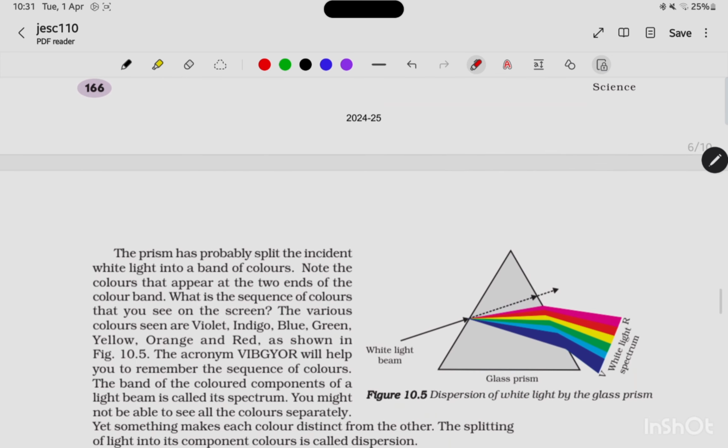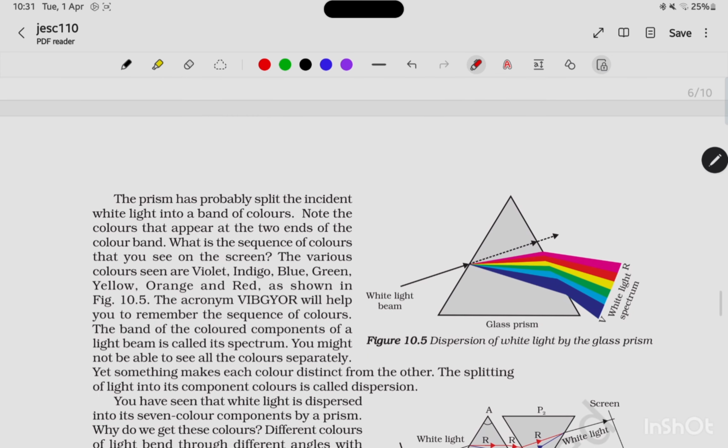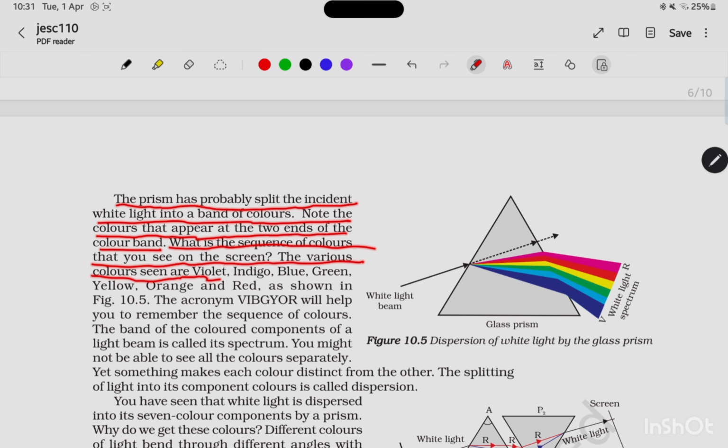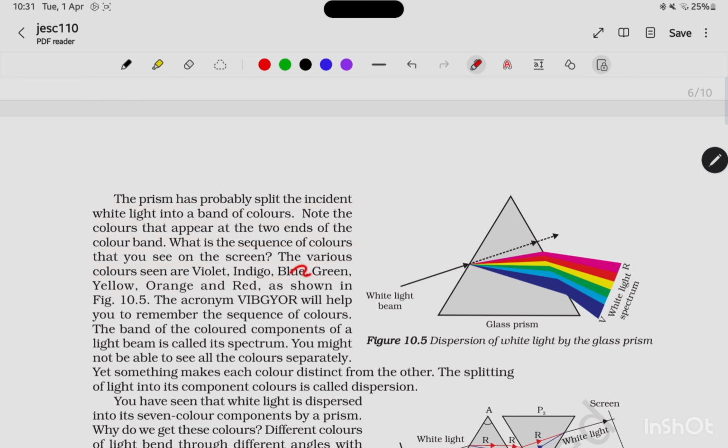Why does this happen? The prism has probably split the incident white light into a band of colors. Note the colors that appear at the two ends of the color band. What is the sequence of colors that you see on the screen? The various colors seen are violet, indigo, blue, green, yellow, orange and red. Okay, as shown in figure 10.5. So basically here, check.